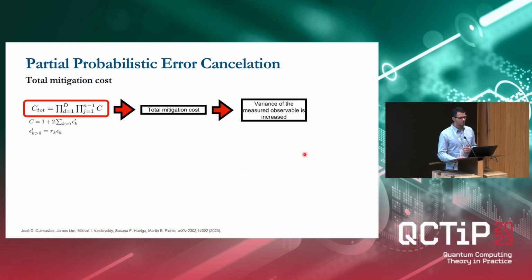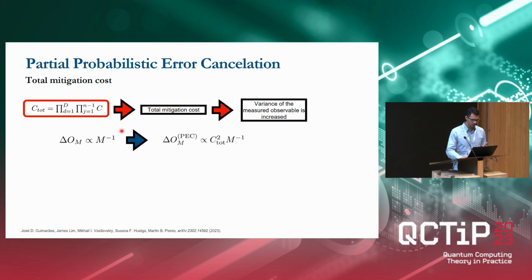So now let me briefly mention some limitations of the method, and also some advantages. And for that, I need to introduce this total mitigation cost. Okay? So this total mitigation cost is essentially given by a product over all trotter iterations T and all pairs of nearest neighbor qubits of C. So this C is defined by the total magnitude of noise that we want to mitigate in the trotter layer. So the sum of all epsilon prime k. Okay?